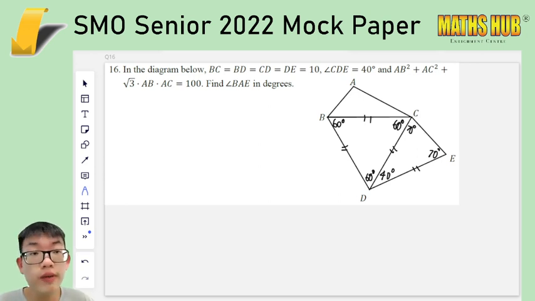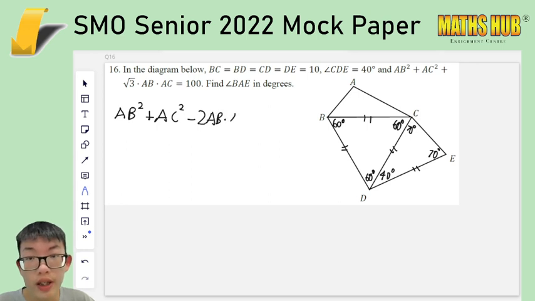Now it tells you AB squared plus AC squared plus square root 3 times AB times AC equals 100. And this kind of smells like the cosine rule. Right? The cosine rule has a square, and something times the product. So let's write down what the cosine rule would tell us. It would tell us that AB squared plus AC squared minus 2AB times AC times cosine BAC is equal to BC squared.